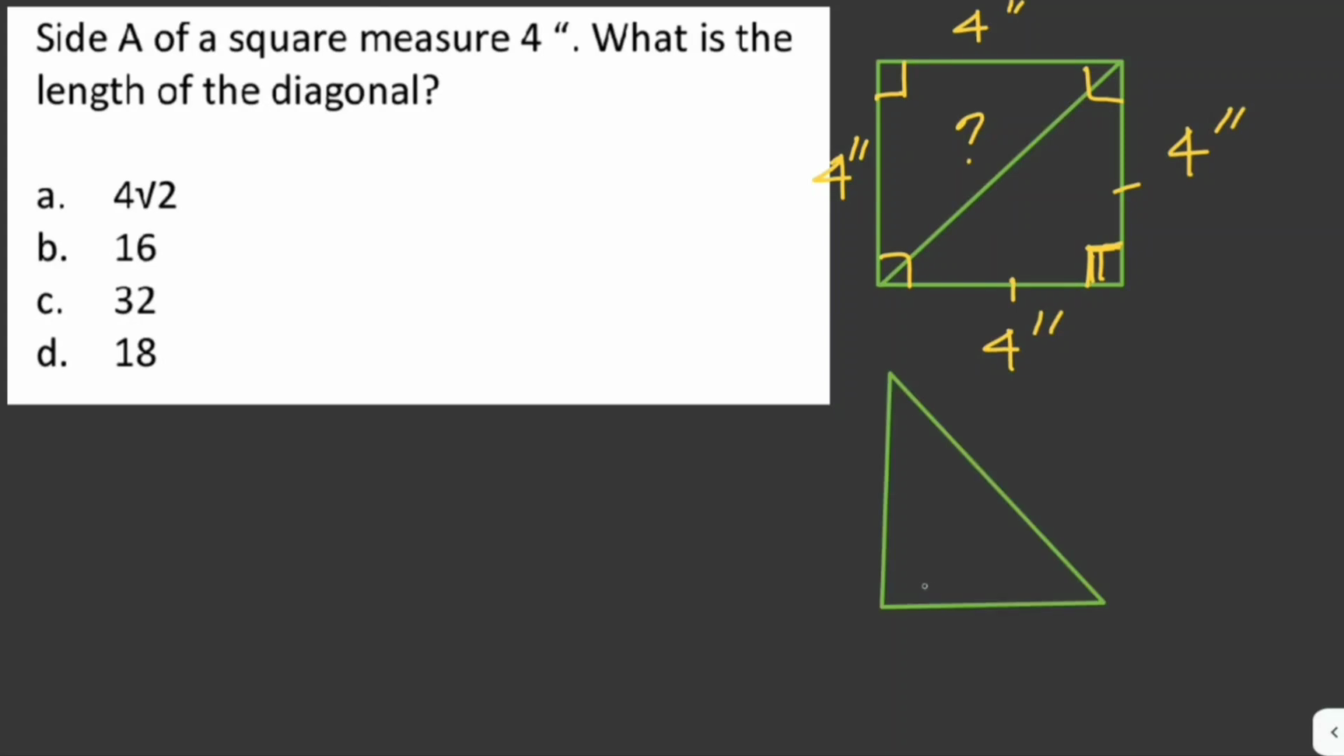Now if we cut that one, this is our 90 degree angle. This is the diagonal. These are the sides of the square, which now become the legs of the right triangle. So here we can use the Pythagorean theorem to solve for this side here. Let's say this side is x.